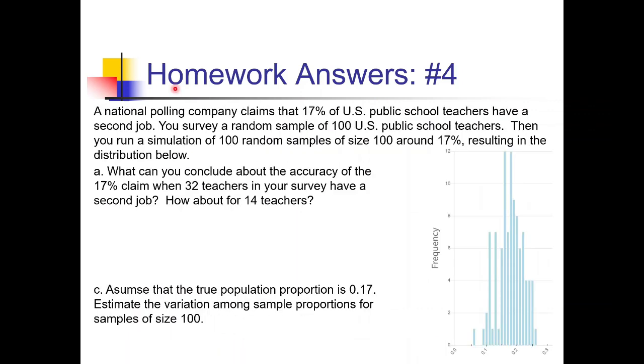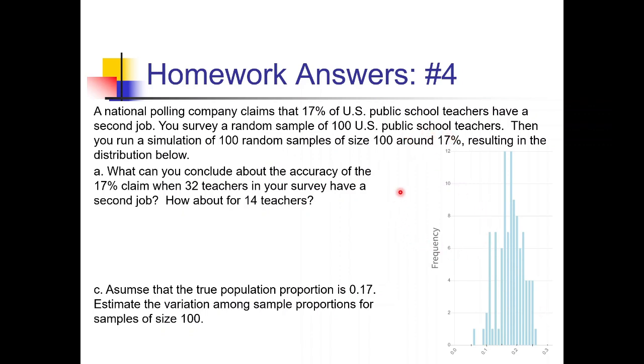For this problem, we have a national polling company claiming that 17% of U.S. public school teachers have a second job. You do a survey of a random 100 U.S. public school teachers, and then you run a simulation of 100 random samples of size 100, around 17%, and this gives you the distribution below.